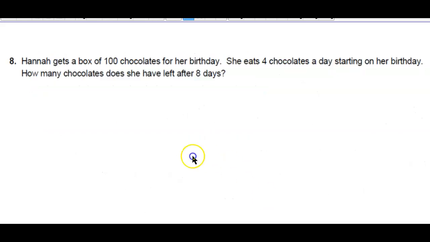And then this is a Delta Math question. I just wanted to do one of these. You have to really think about these. It says Hannah gets a box of 100 chocolates for her birthday. She eats 4 chocolates a day starting on her birthday.